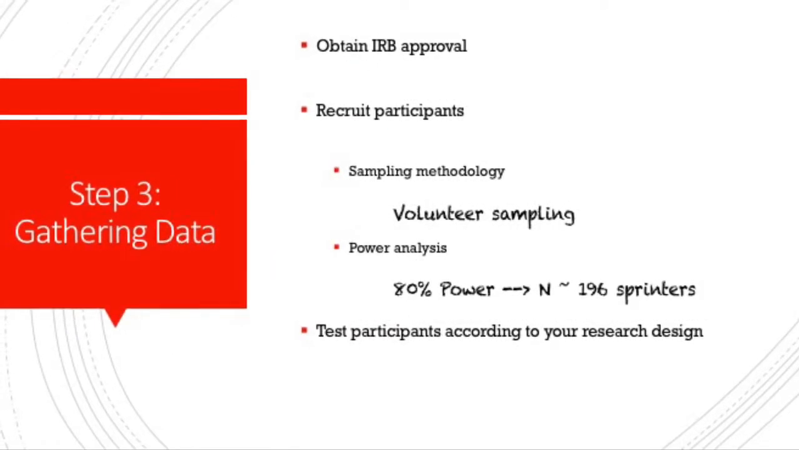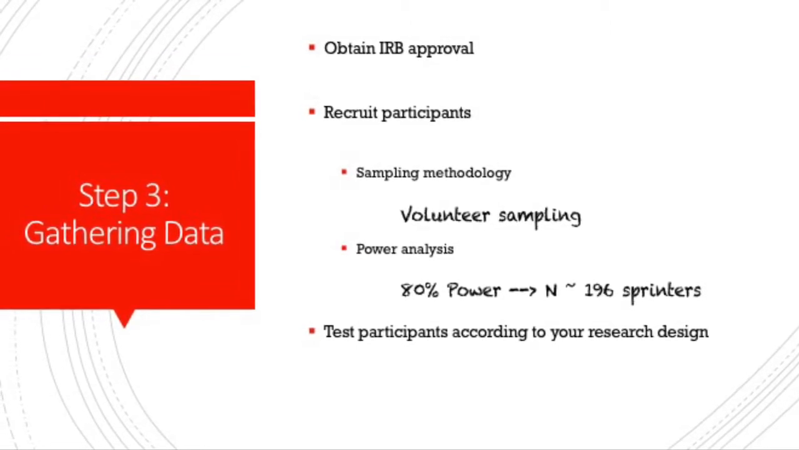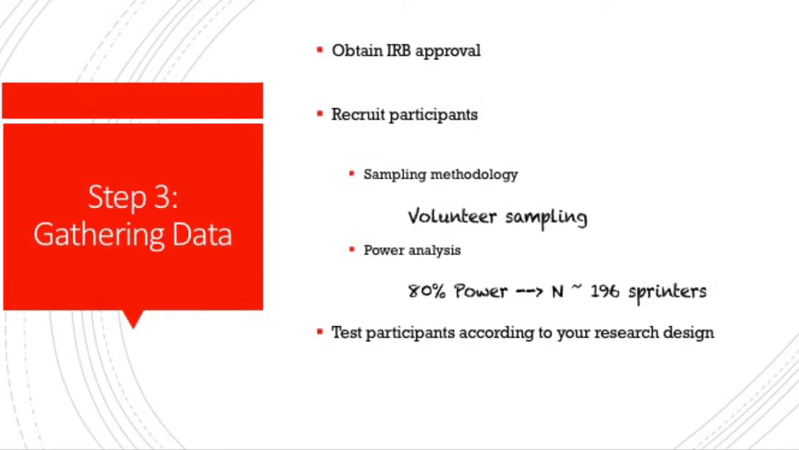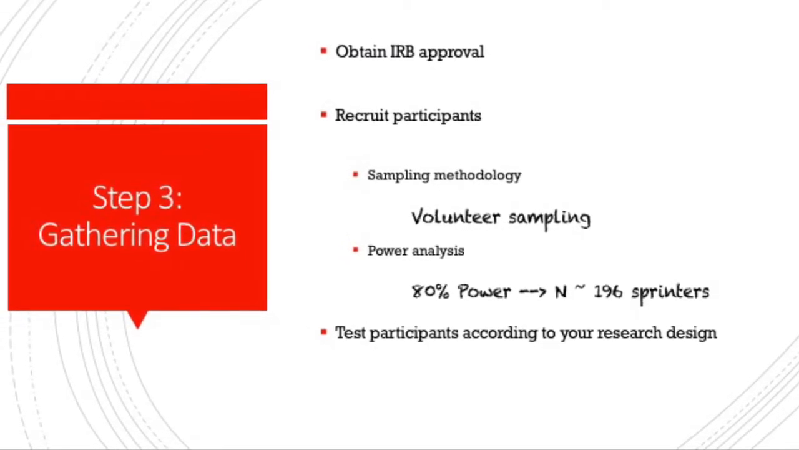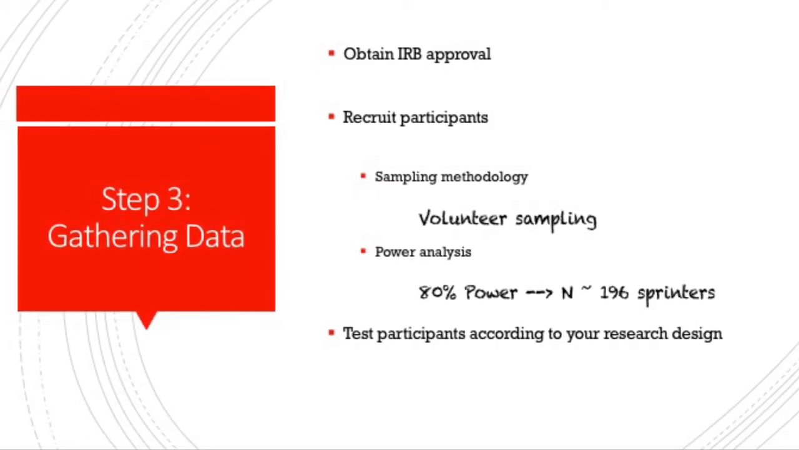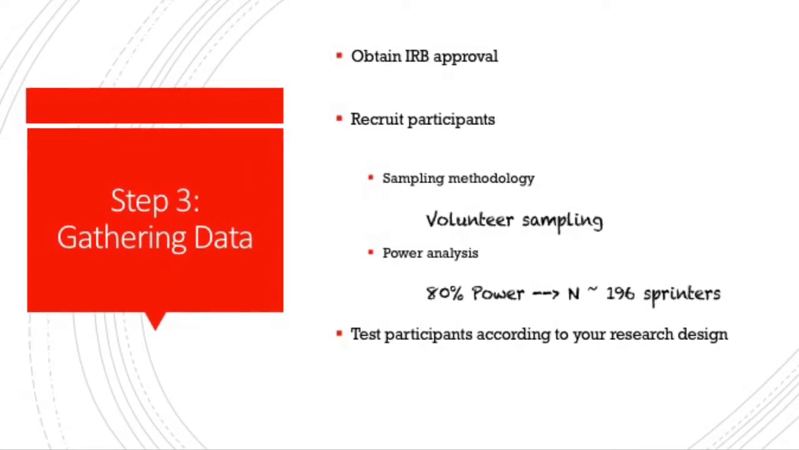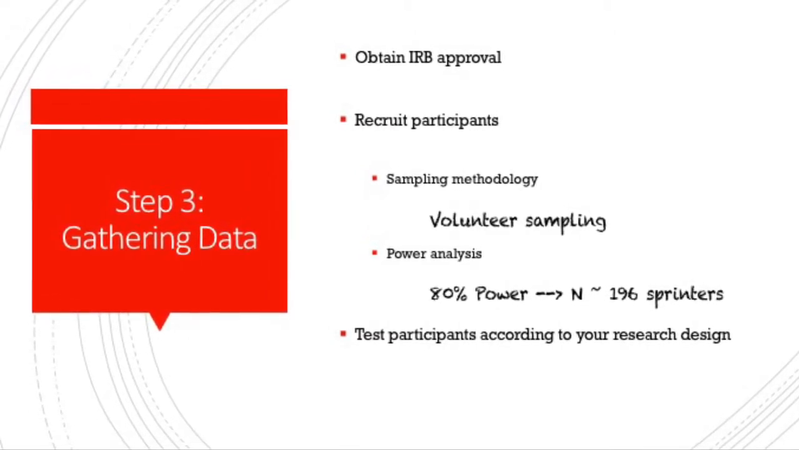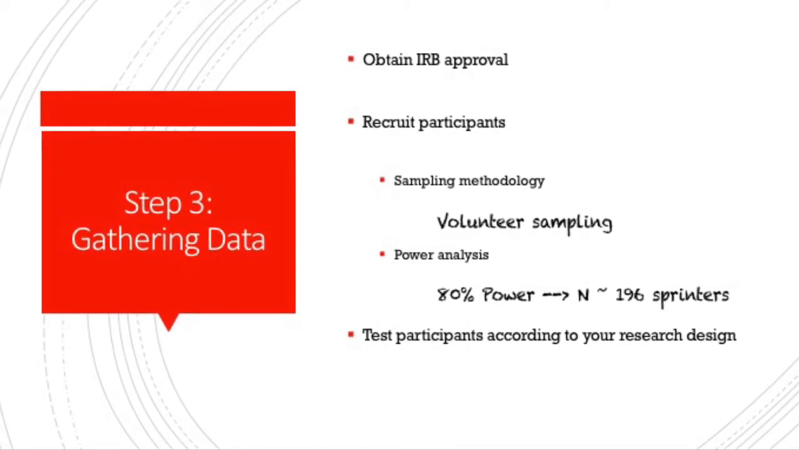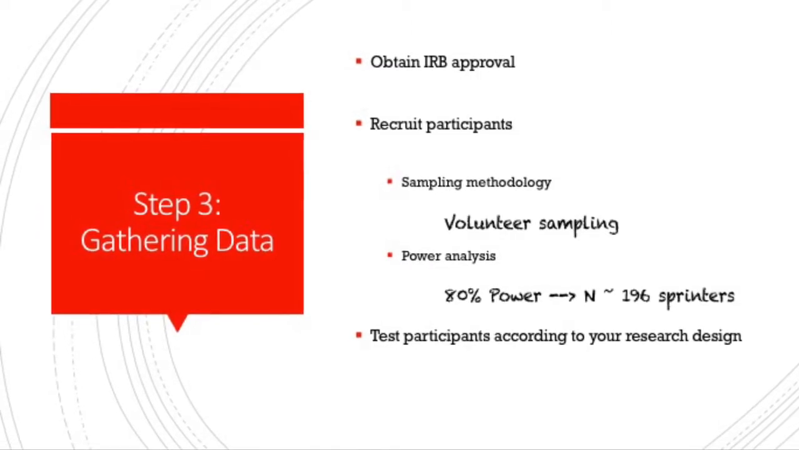In step 3, I have to go ahead and collect some data. So I first have to get IRB approval, make sure I'm good to go, and recruit participants, and that means picking out a sampling methodology. For me, I'm going to pick volunteer sampling. Then I conduct a power analysis to find out just how many participants I need for my study. Since I'm going to do an independent groups MANOVA and I want 80% power, that's going to be approximately 196 sprinters I'm recruiting. Then I'm going to test the participants according to that IRB approved methodology that's informed by my research design.